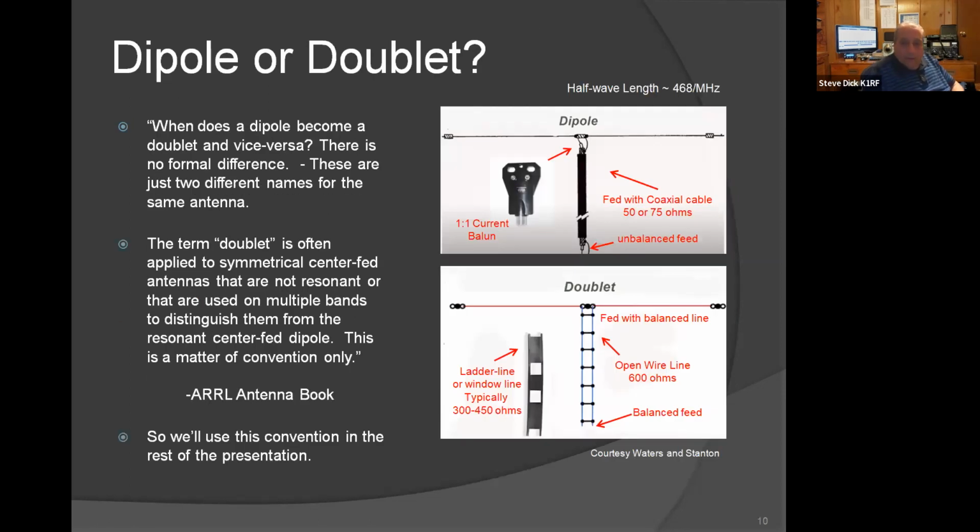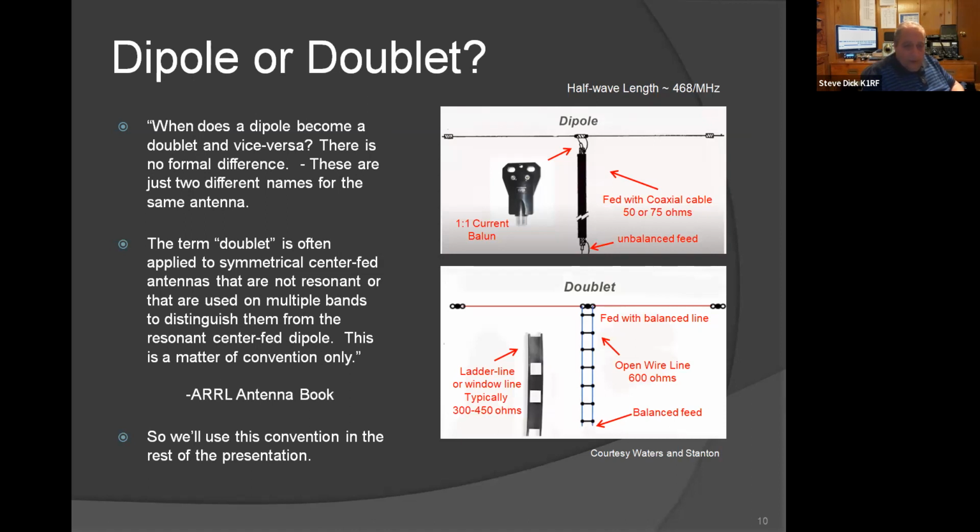Now, I bet a lot of people don't know this. What's the difference between a dipole or a doublet? And I always wondered about that myself. Well, the answer is there's actually no formal difference. These are just two different names for the same antenna.